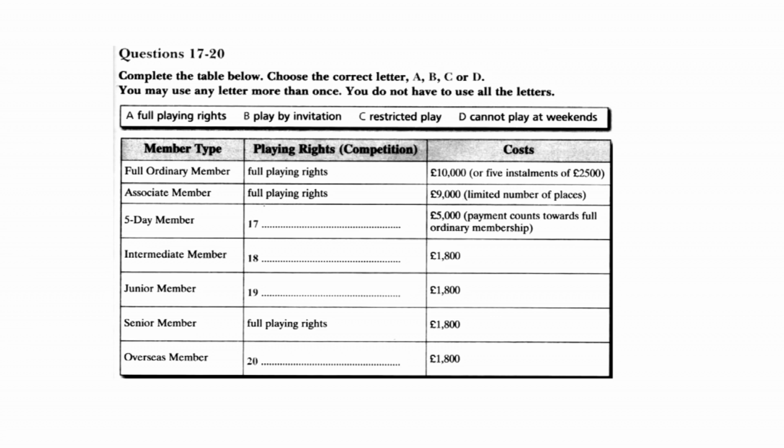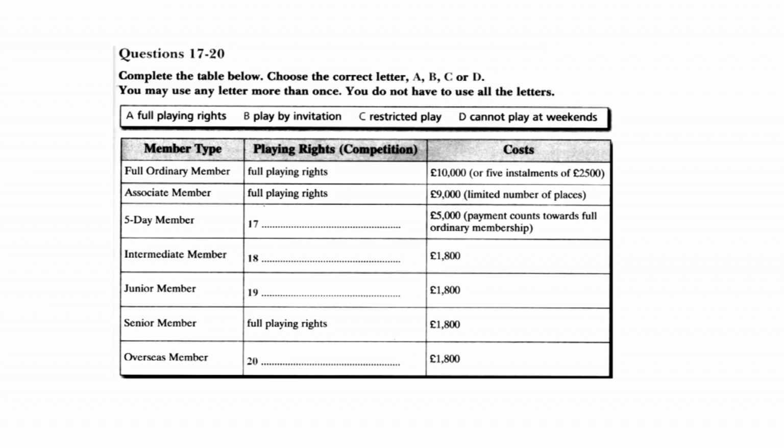Now, I won't spend much more than a few minutes on this, but let's go through the different membership types quickly now. Remember, all the information I'm about to give you and more is available on our website. The first category is Full Ordinary Member. Basically, this is a full membership that gives you full playing rights during competitions, and for casual golf as well. It costs £10,000 to become a full member, or alternatively, 4 instalments of £2,500.